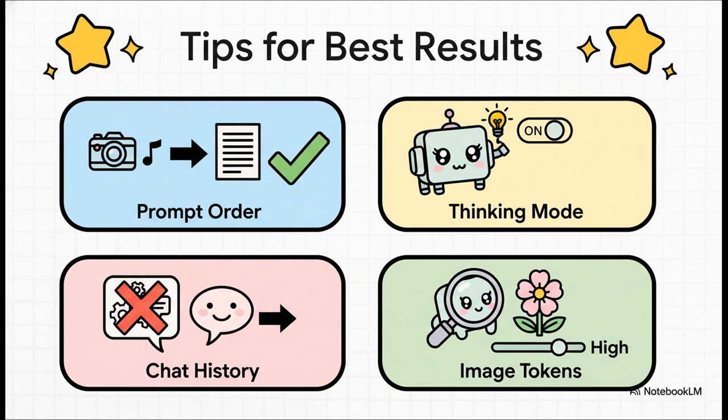But to really squeeze every drop of performance out of it, there are a few pro tips. For best results, always put your images or audio files before the text in your prompt. For really tricky problems, make sure you turn on that special thinking mode. And in a back-and-forth chat, don't feed the model its own thought process back to it. Just give it the final answer. Little tweaks like that can make a huge difference.